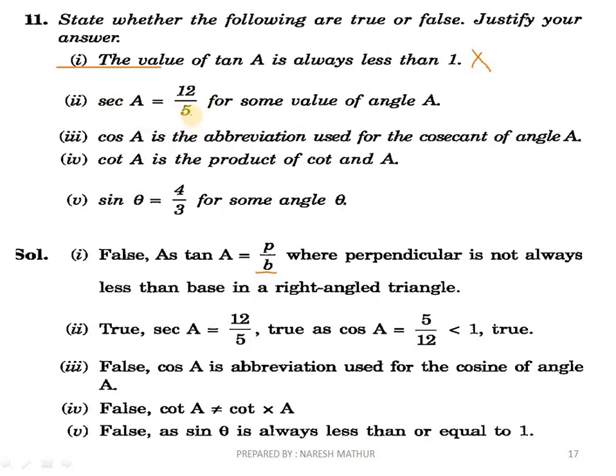Second one, sec A equals 12 by 5. Now if sec A is 12 by 5, then cos A will be 5 by 12, and the value of cos is always between 0 and 1. So we can say yes, it can be true. Cos is the abbreviation used for the cosecant of angle A. Wrong, because the cosecant of angle A is cosec A, and cos A is called the cosine of the angle A.